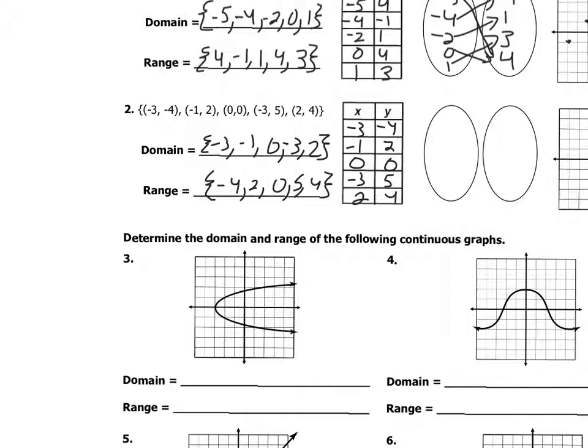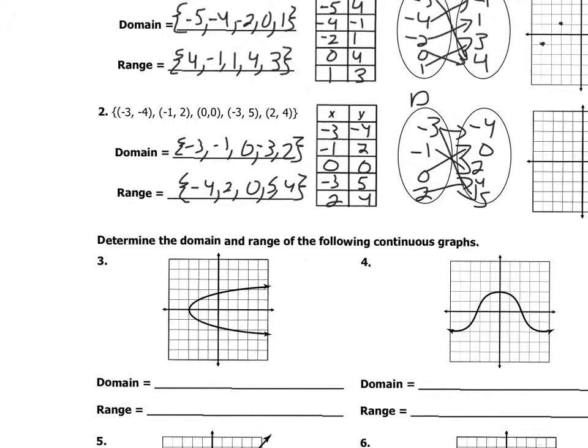So for mapping this, our domain would be -3. We'd have 2 -3s, but we'll just put one of them. We're not going to repeat it. We'll just use 2 arrows. Then we'd have -1, 0, and 2. Then we have -4, 0, 2, 4, and 5. So -3 goes with -4, -1 goes with 2, 0 goes with 0, -3 goes also with 5, and 2 goes with 4.